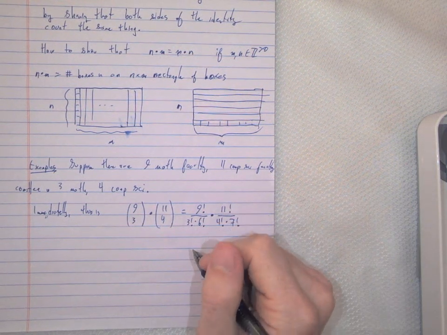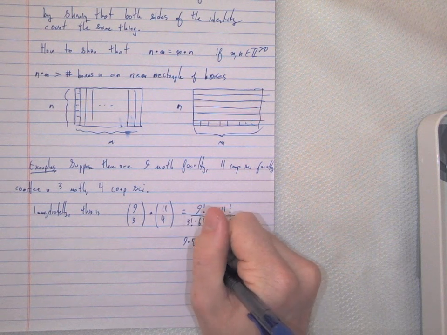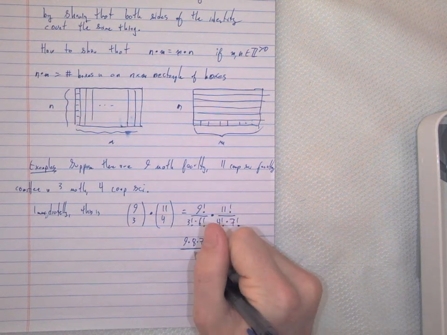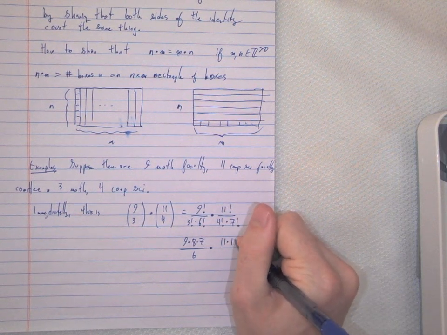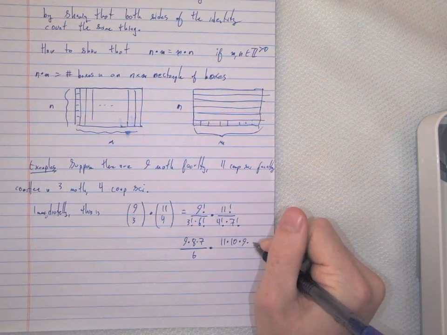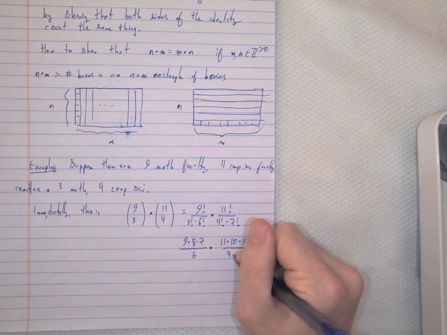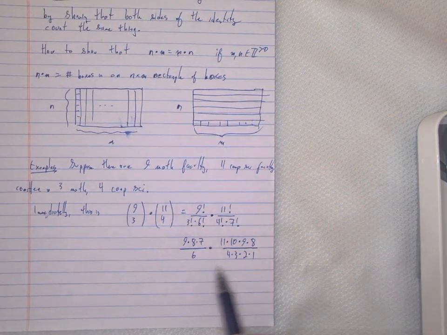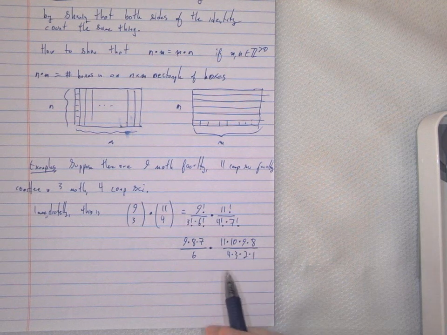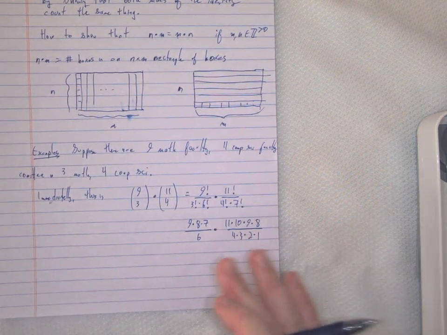So this is 9 times 8 times 7 over 6 times 11 times 10 times 9 times 8 over 4 times 3 times 2 times 1. And so you can simplify these out and get nice forms of answers. But this is a viable answer, right? This is something very computable.